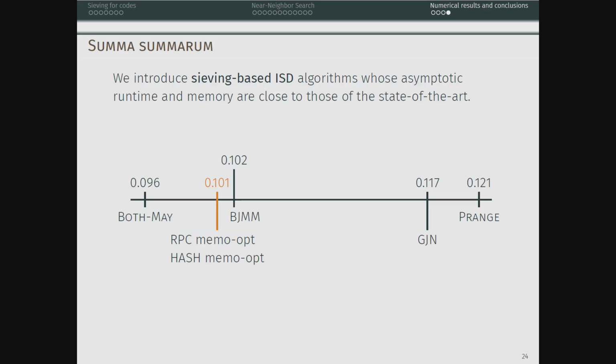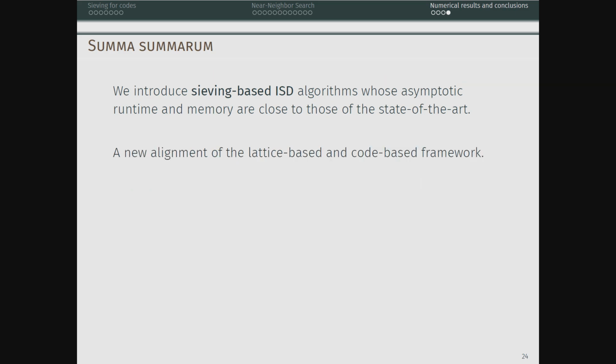So to sum up, what we did is introduce sieving-based algorithms whose asymptotic running time is quite close to those of the state of the art, in particular the BGMM. And apart from that, from a more theoretical point of view, we provided a new alignment of code-based crypto and lattice-based crypto, which is considered quite relevant given that the problems are similar in flavor. So the question remains how practical this is. And this question is still open.